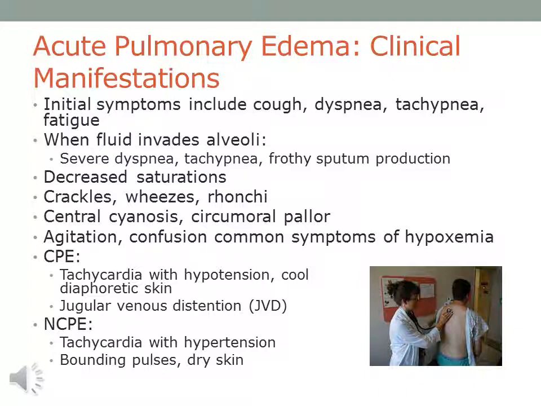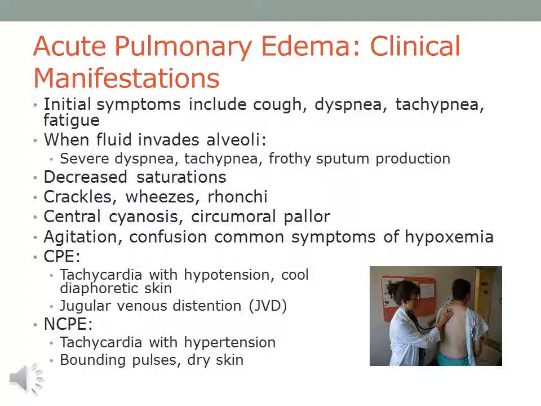If the body's not getting the oxygen it needs, we're going to see that central cyanosis, or that bluish tint around the lips or of the mucous membranes. Circumoral pallor: circum meaning around, oral meaning the mouth, pallor meaning pale. So you're going to see pale around the mouth. You'll start seeing the lips turning blue, from that central cyanosis. We also said that any type of hypoxemia will cause mental changes. So we might see our patient with agitation. They may be confused. So we're seeing changes in level of consciousness.